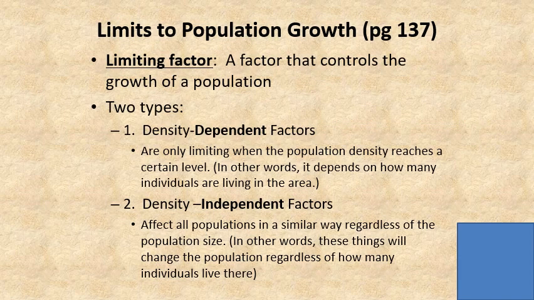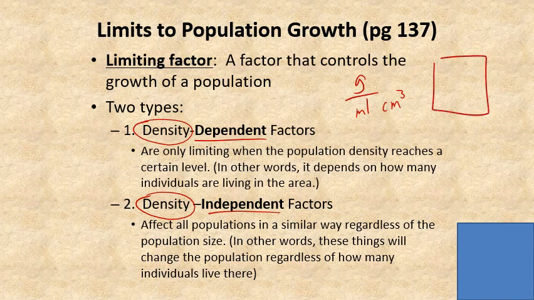So, there are things that limit populations from growing too largely. And they are broken down into two categories: those that depend upon density and those that are independent of density. So density is a measure of weight, in grams, over volume, milliliters or cubic centimeters. You have an object that weighs a certain amount and it takes up a certain amount of space. When we look at density of populations, we look at an area and the number of individuals that live in that area.